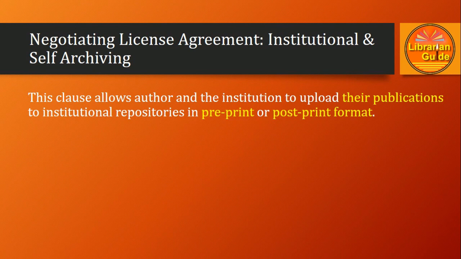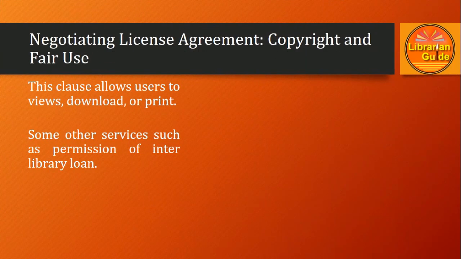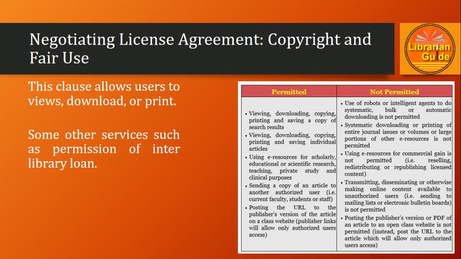The next point in the license agreement is copyright and fair use. This clause allows users to view, download or print, and covers other services such as interlibrary permission, whether you can share the document with other institutions or not. So it has to be clearly mentioned in the license agreement what is permitted and what is not permitted. If it is permitted, to what extent it is permitted to view, download, copy, or print, all this has to be taken care of in the license agreement.